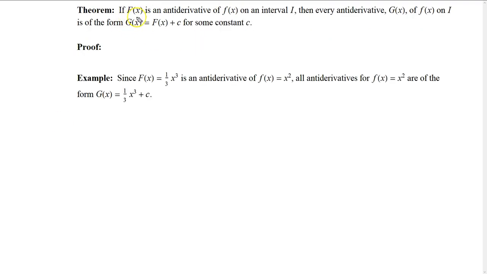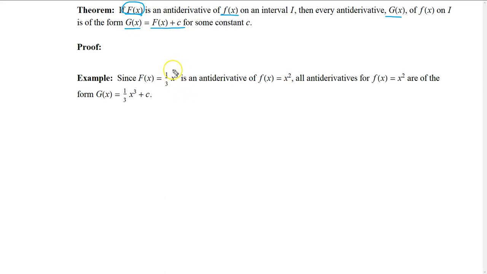So here we have a theorem, and it makes the statement that if capital F is an antiderivative for the function little f on some interval I, then every other antiderivative, call it capital G, of little f, must be of the form capital F of x plus c, where c is some arbitrary constant. So in other words, once you find one antiderivative for a function little f, then every other antiderivative G is going to be of the form F of x plus c.